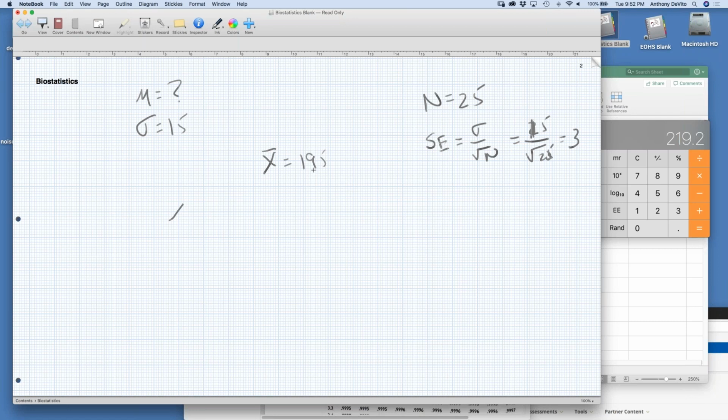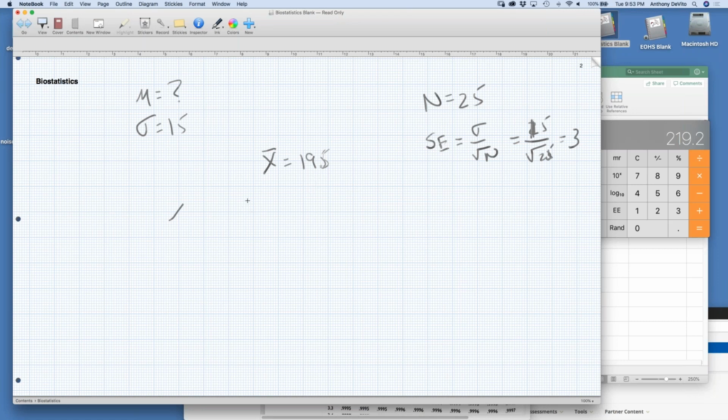I can calculate a confidence interval around that sample mean that'll tell me, with whatever level of confidence I want, either 95, 99, or 90%, what range of numbers around 195 I would need to be able to predict that the true mean, mu, is between those two numbers, with 95% certainty, 99% certainty, and so on.